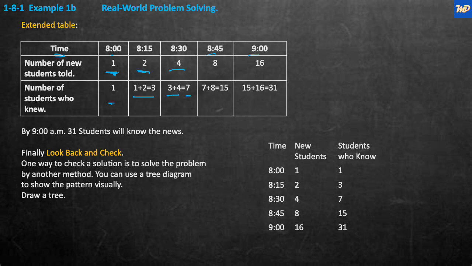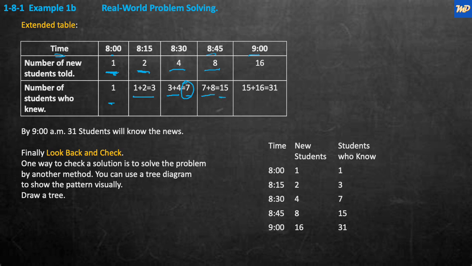Okay, so at 8:45, these 4 people tell 2 people each, and now we have 8 that were just told. They're brand new. Plus all the ones that knew ahead of time. So we had the 7 here previously, and now 8 more know. So we have 7 plus 8, and that equals 15.